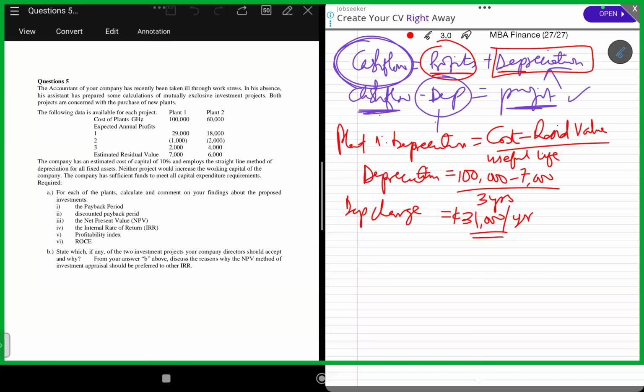I'm done writing. All right. So that's it. The depreciation charge is 31,000 per year for plant one. So solve plant two, the depreciation charge for plant two. You're supposed to solve everything for plant one before, or you mix it. Solve the plant two depreciation charge and tell me your answer.